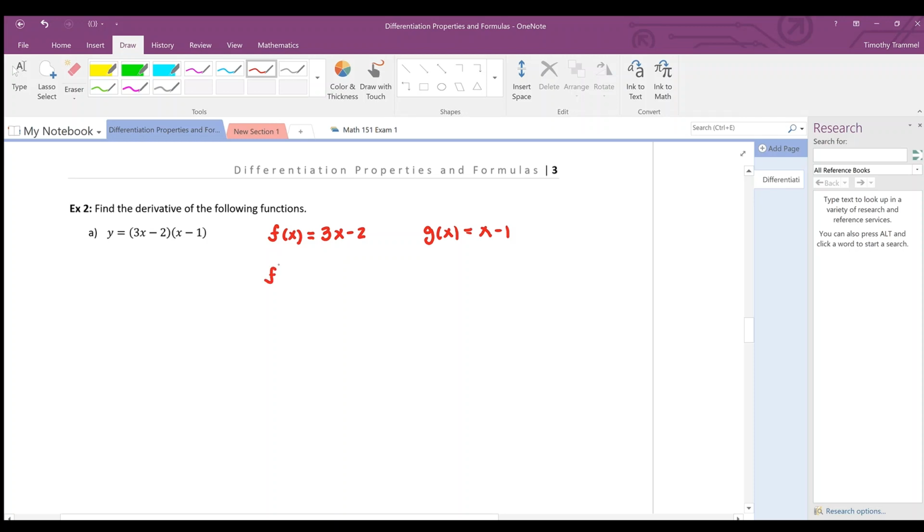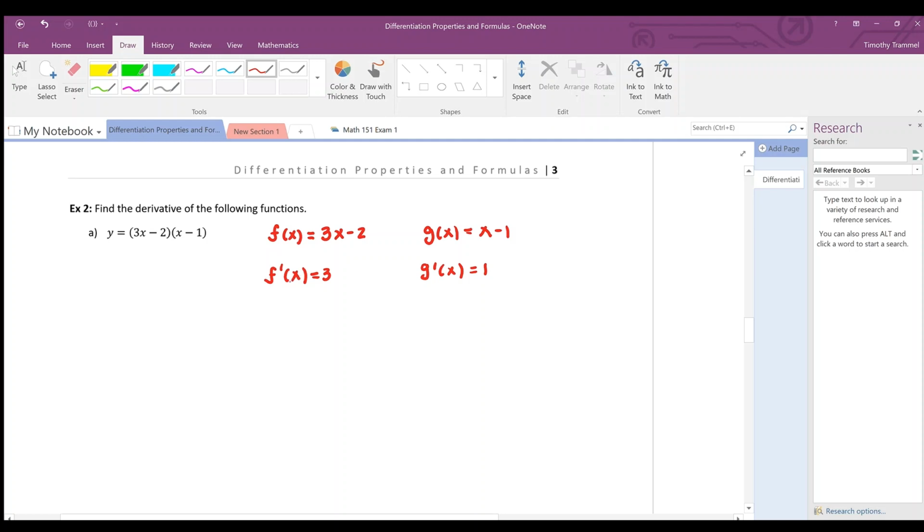If you were to take the derivative of 3x, the derivative of x was just 1. So you have 1 times 3. And the derivative of negative 2, well, that's 0. So I just get f prime of x is equal to 3. And g prime of x is actually just equal to 1, right? The derivative with respect to x of x is 1.